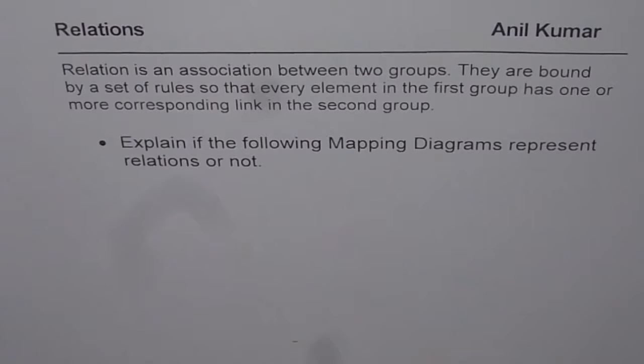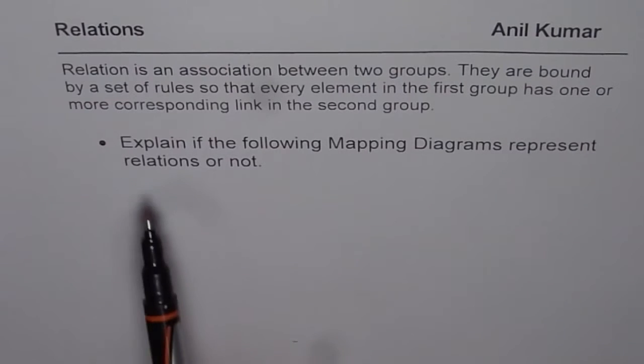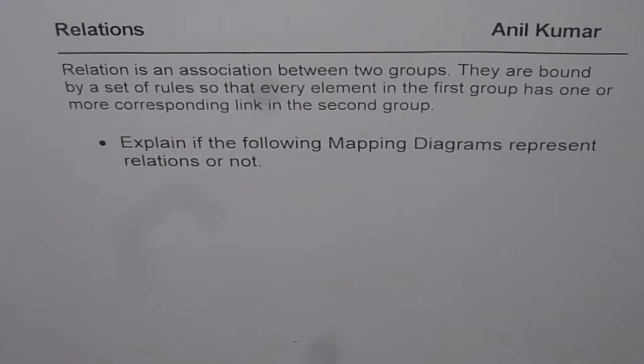They are bound by a set of rules so that every element in the first group has one or more corresponding links in the second group. Now I'll create a question for you. In this question, you need to explain if the following mapping diagrams represent relations or not.